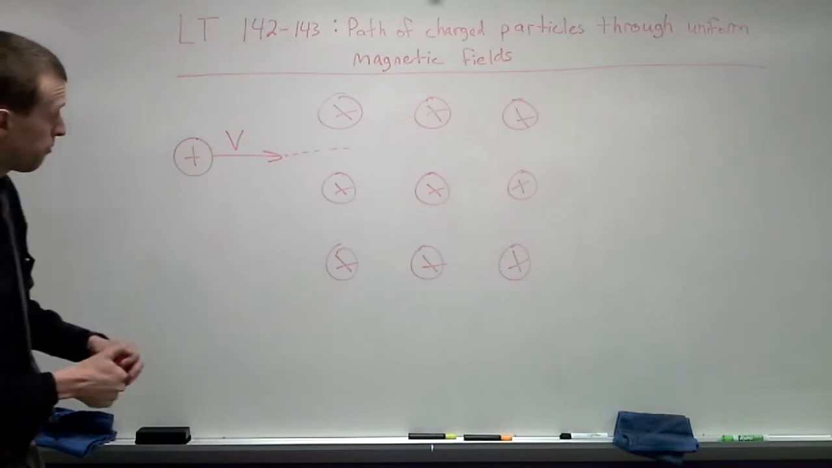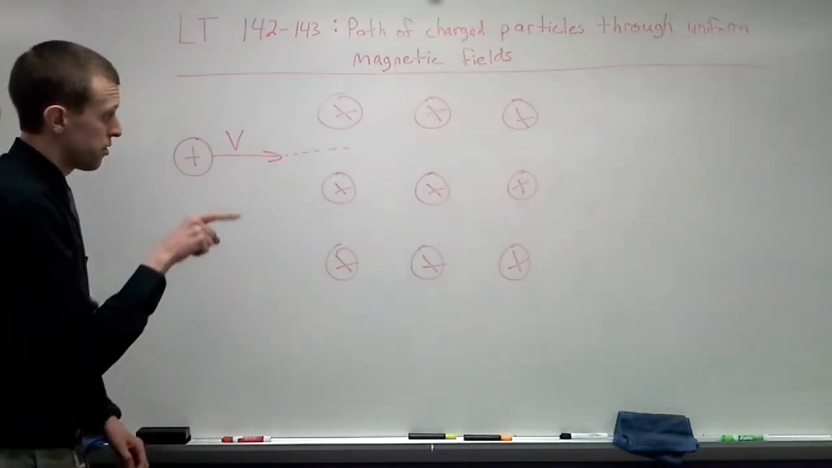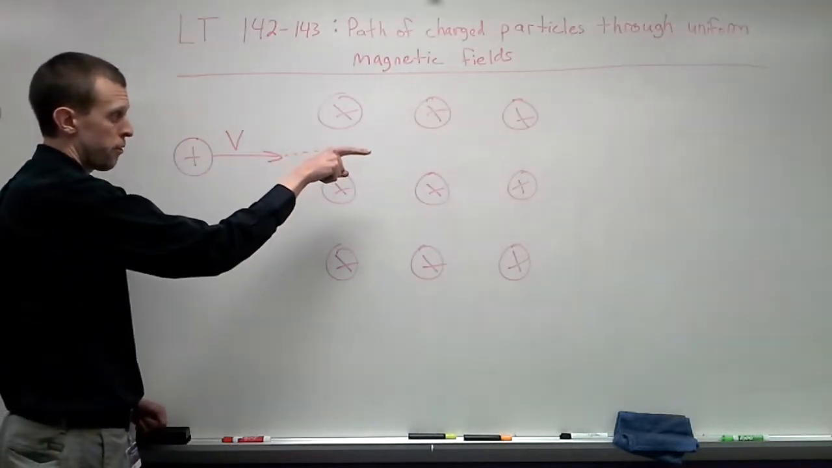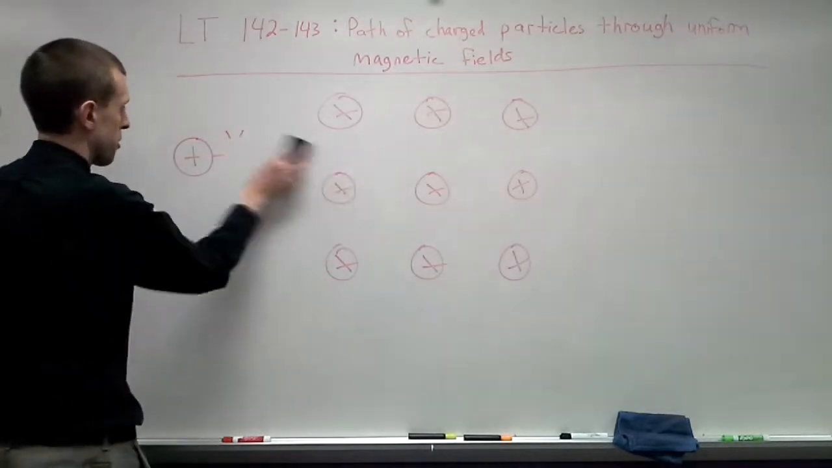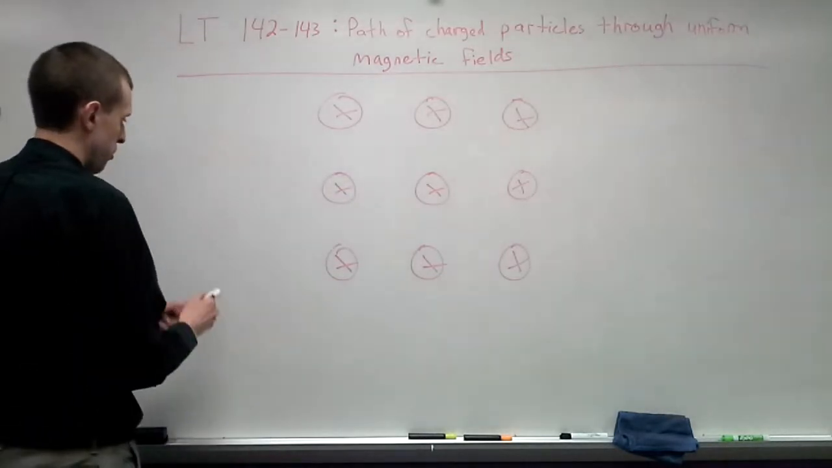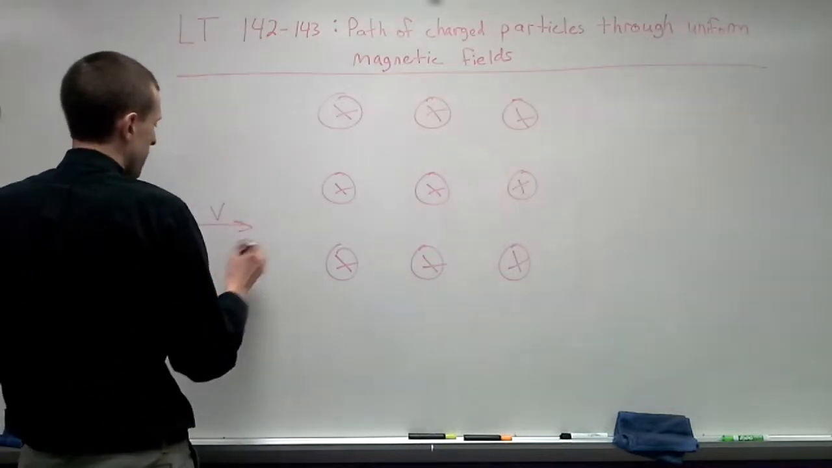Now our force that's going to be acting on this charge, we can figure out with the right-hand rule. So point your finger in the direction of the velocity vector, and I'm realizing I need to start this a little bit lower to be able to show it well. So this is a positive charge moving this way.